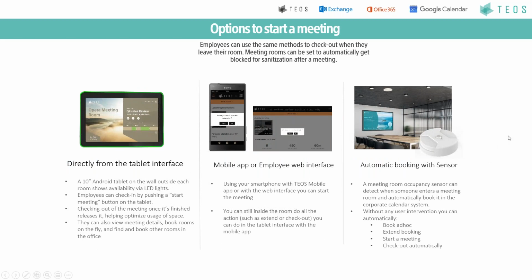If someone enters inside the meeting room, this is detected by the sensor, and automatically we can book a meeting in the meeting room. So this is something which can also be used very simply for huddle rooms and small rooms when you just want to show the availability live to other employees. This is pretty easy to do.